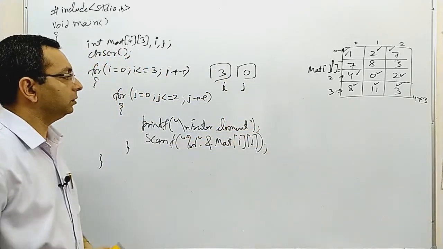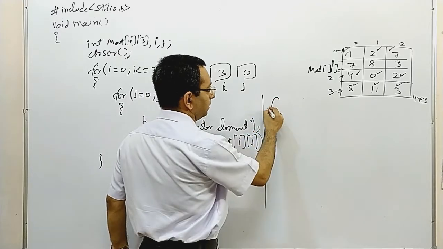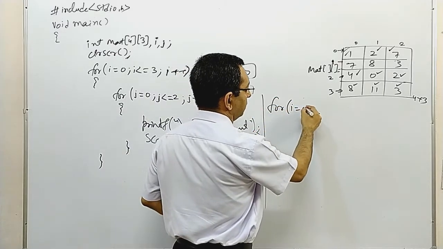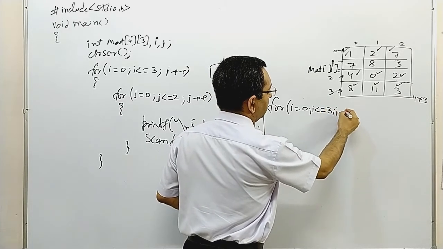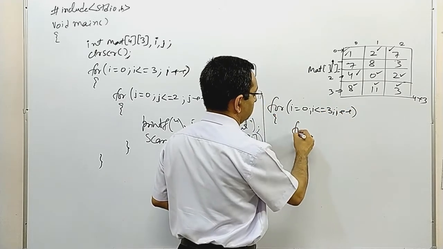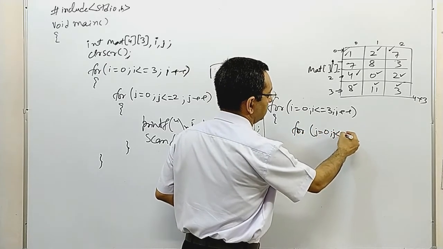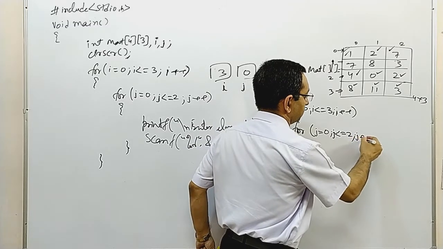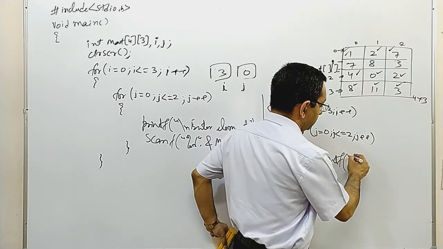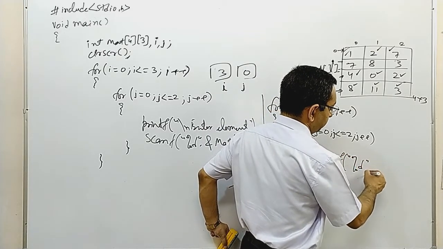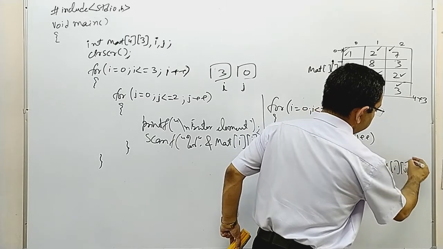Now we have to print all those values. So what we have to do? We have to again start this loop, I equal to 0, I less than or equal to 3, I plus plus, and for j equal to 0, j less than or equal to 2, and printf %d mat[I][j].